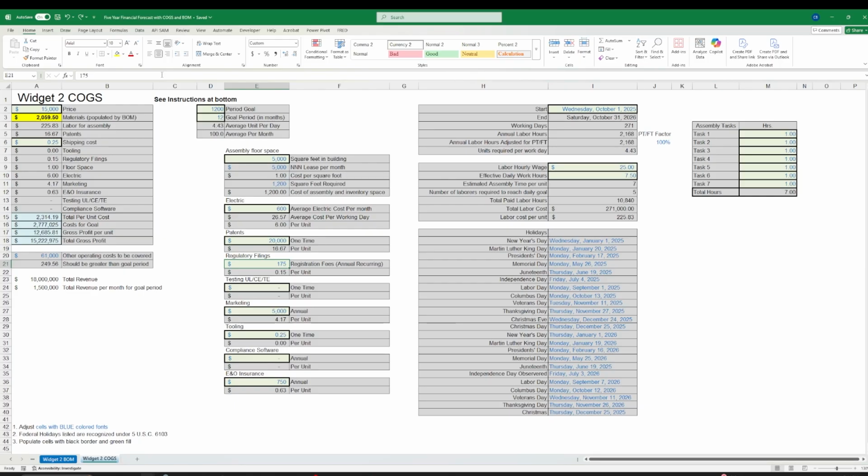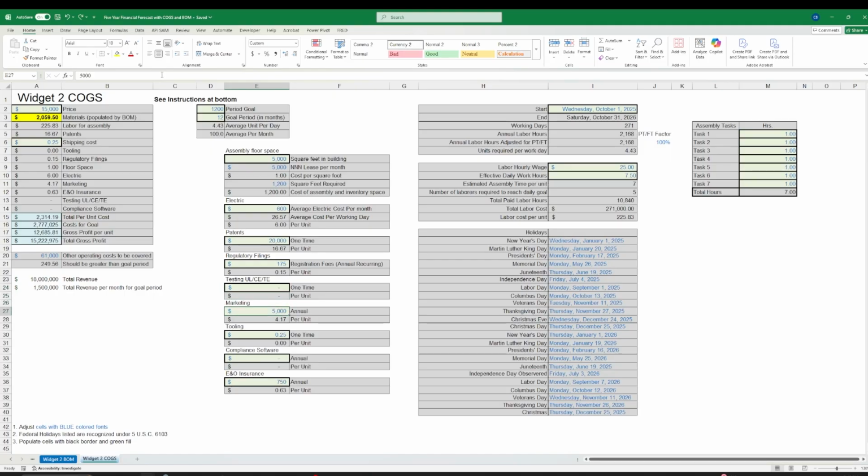Regulatory filings, registration fees with your state's Secretary of State or whatever you have, usually about $175, could be more per year depending on your type of company. And then if you have to do any kind of testing or certification, safety testing on this product, UL testing, things like that, you can build that in here.